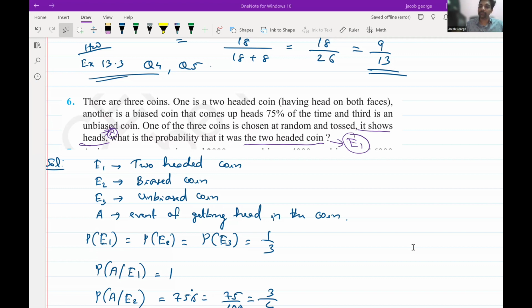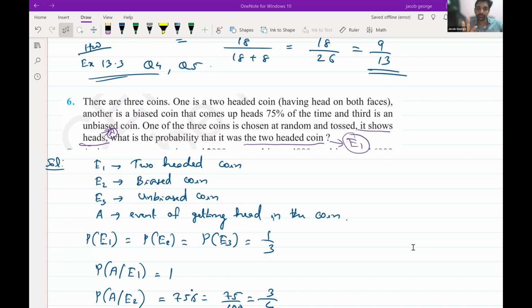That means P of E1 given A is asked. Here also P of E1 given A is asked. Means Bayes theorem. But they can easily break this also into 3 parts. Find probability of head can be 1 part, like P of A, and then P of E1 given A and all. So after writing the introduction, all the 4 variables are clear, E1, E2, E3 and capital A.